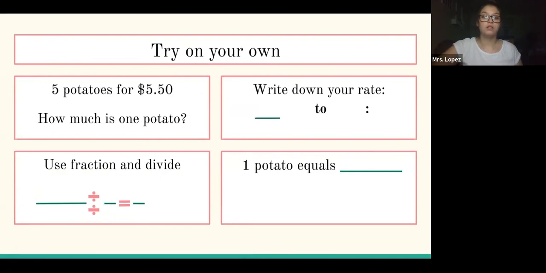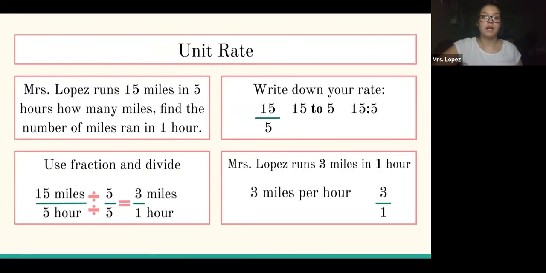So I want you to write down your rate. This is going to be an example. You're going to write down your rate: 15 miles on the top to the 5 hours on the bottom.